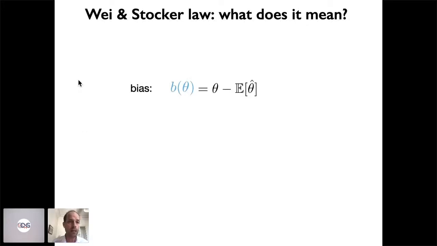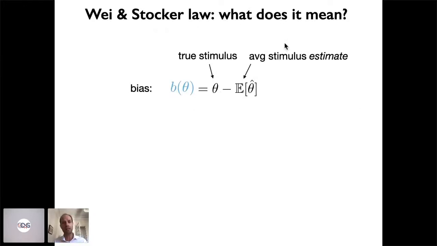So what does it mean to say that bias is related to the derivative of squared discriminability? That's a lot to wrap your mind around. Okay, so I'm going to try to unpack that for you. First of all, let's define bias. Bias is defined as a function of the true stimulus theta, and it's equal to the true stimulus minus the average estimate of that stimulus. So for example, let's say I present a series of leaning towers, and whenever I present a stimulus which has a 5-degree angle, on average I report it to have a 7-degree angle, then I have a bias of -2 degrees. So systematically, my estimates are off.